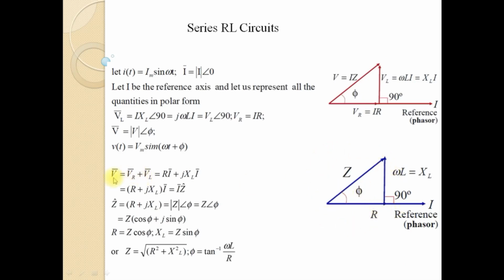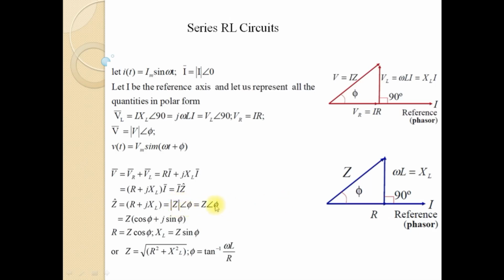Here you can see that V is equal to VR plus VL, that we have already explained. VR is equal to RI and VL is given by jXL I. If you combine these two, you get (R plus jXL) into I is equal to IZ, because here we are considering R plus jXL as Z, which is known as the impedance of the circuit. So impedance of the circuit in Cartesian form is R plus jXL, where R is the real component and XL is the imaginary component. And in phasor form, or polar form, it is magnitude Z angle phi.